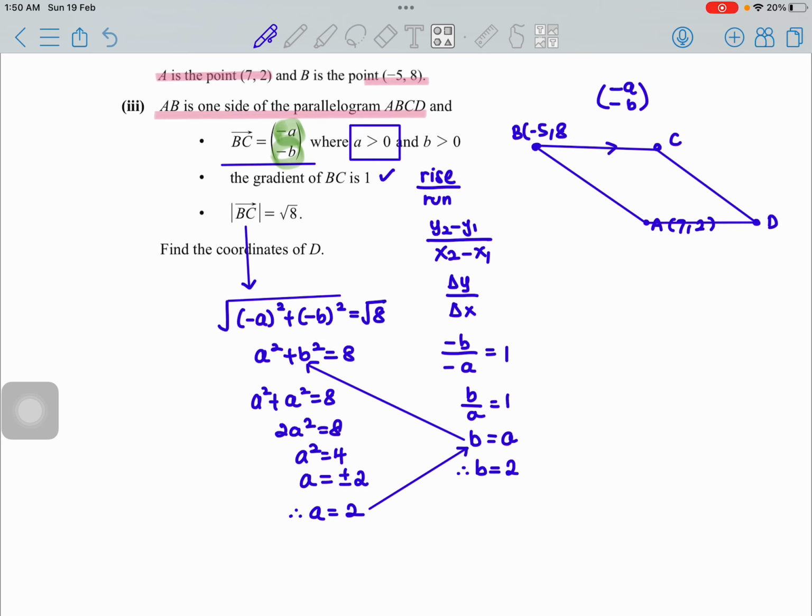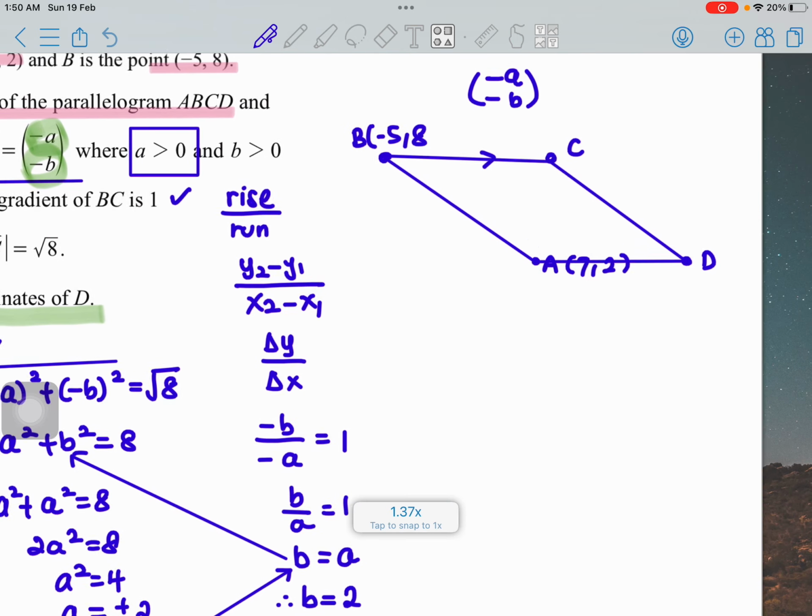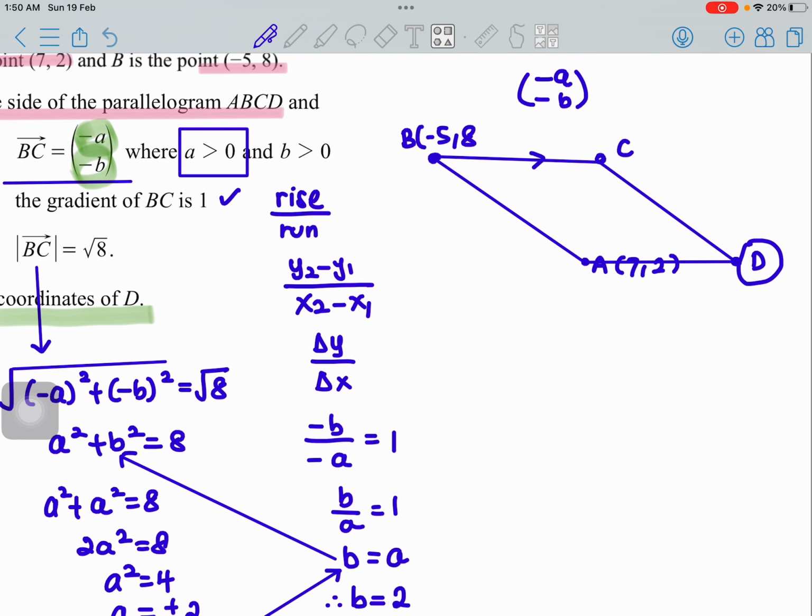So what can I do with this a value and b value? What is the need of the question? The question is asking me to find the coordinate of D. Where is D? D is somewhere here. So now, because it is a parallelogram, you know from B to C, this part, it's definitely going to be parallel to AD. And I know that I can just use back this vector (-a, -b).